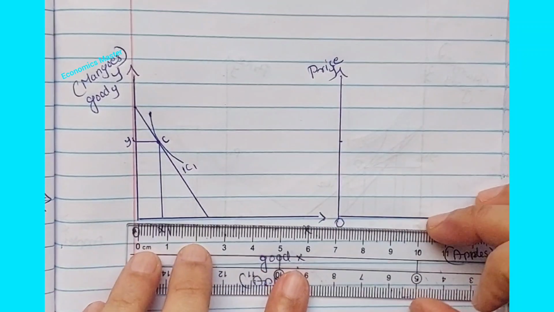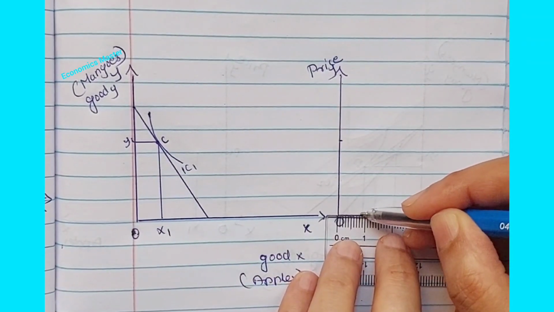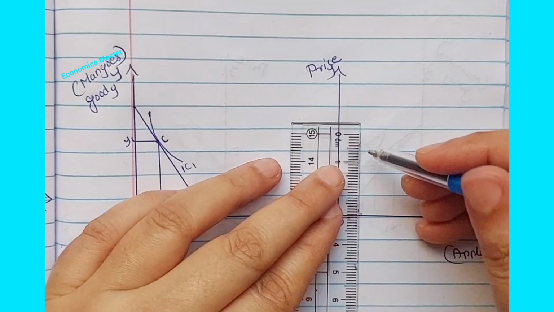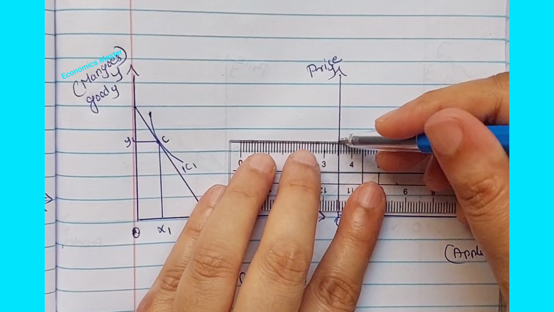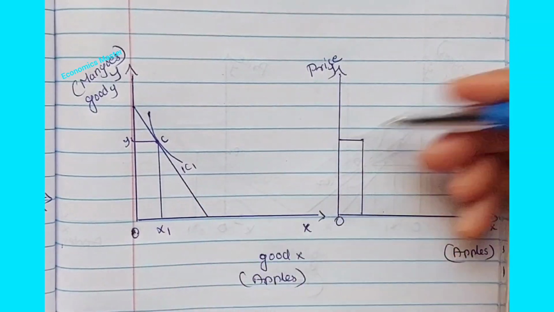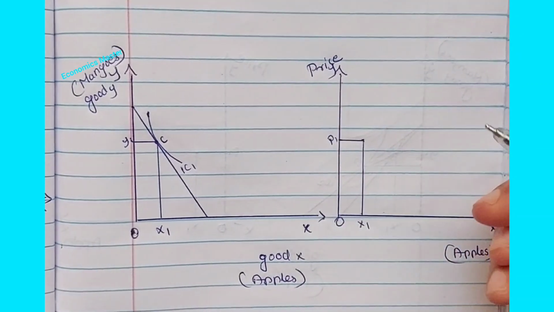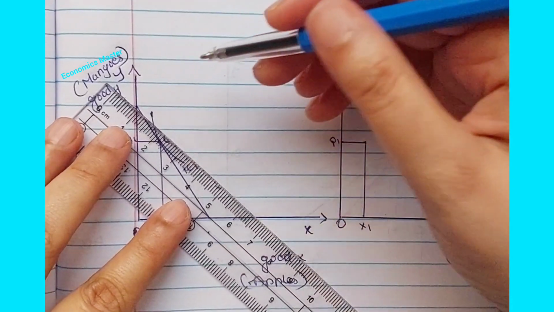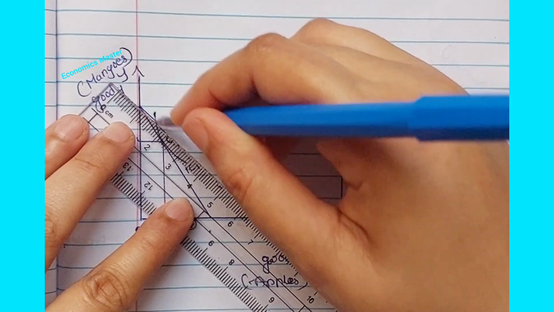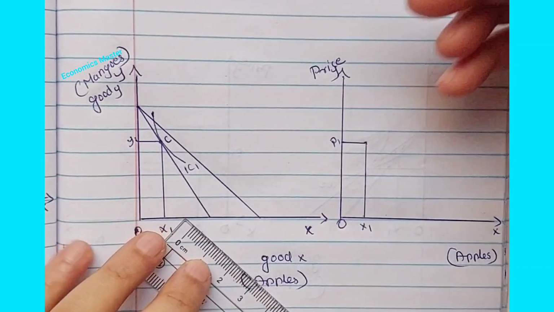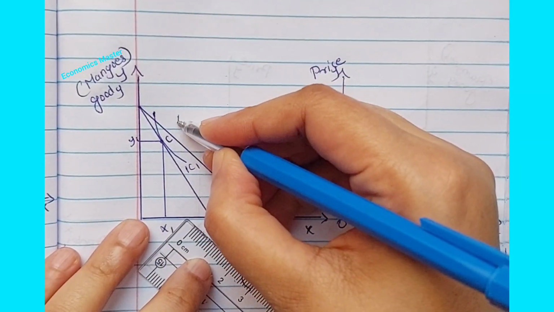In figure 2, the x-axis shows apples and the y-axis shows the price of apples. We plot P1 and X1, which is the first point on the demand curve. Suppose the price of apples decreases while income remains the same and the price of the other good remains the same. The budget line becomes flatter.